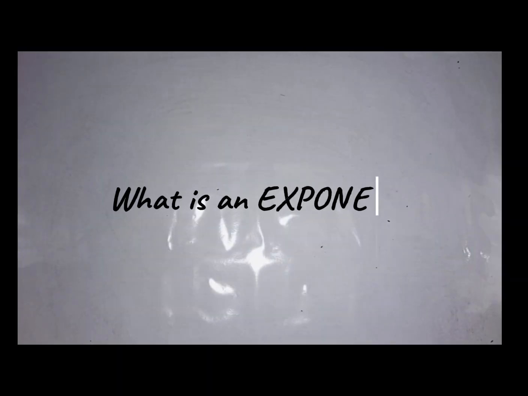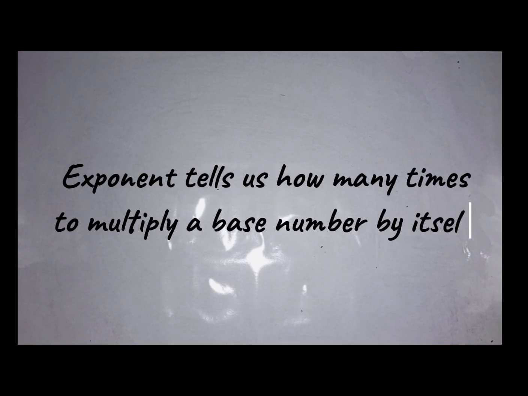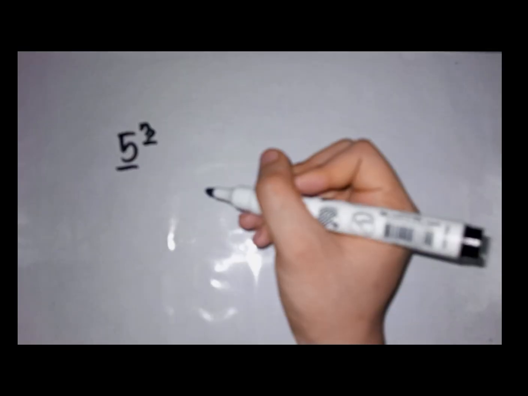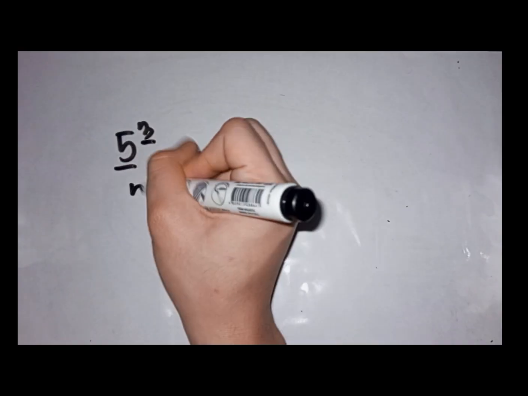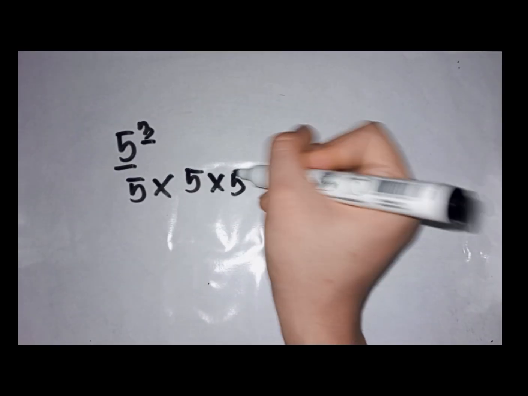Okay, what is an exponent? First, a quick reminder: an exponent tells us how many times to multiply a base number by itself. For example, the expression 5 raised to 3. The base is 5 and the exponent is 3. This simply means 5 times 5 times 5.